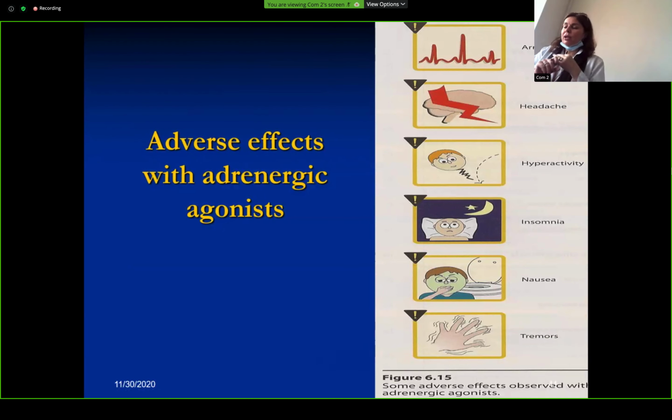Now, the adverse effects, remember, you should know them. Arrhythmia, headache, hyperactivity, insomnia. That's why they take this amphetamine to stay awake, but they can have nausea and tremors. These are the major side effects of adrenergic agonists in general.